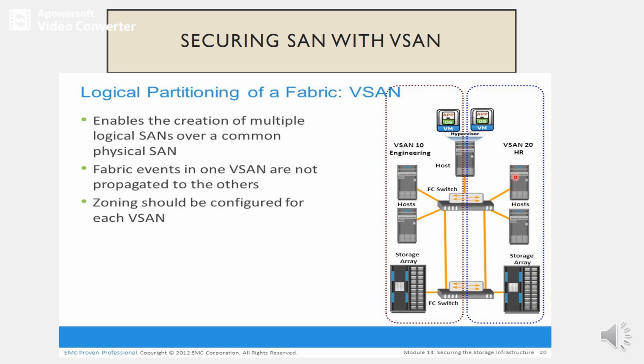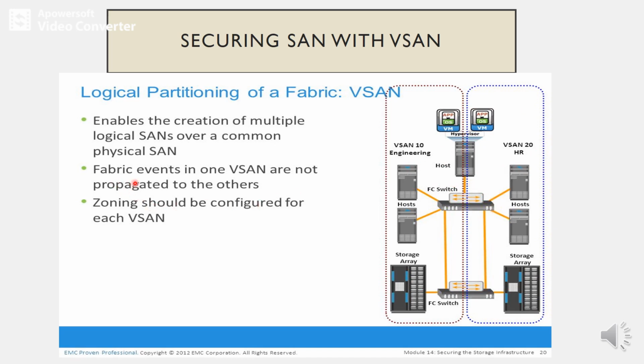Zoning should be done for each vSAN to secure the entire physical SAN. Each managed vSAN can have only one active zone set at a given time. So this is one active zone with respect to vSAN 10, that is engineering, and we have one more zone created for vSAN 20. vSAN minimizes the impact of fabric-wide events because it can manage as well as control the traffic on the SAN.